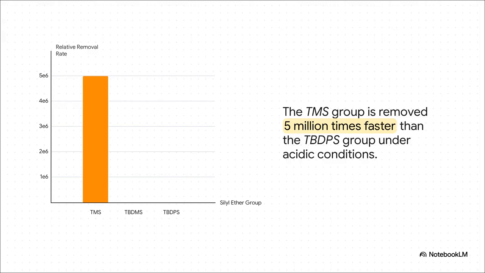Okay, this chart is just fantastic. Just look at that staggering difference. Under the same acidic conditions, the TMS group on the left comes off 5 million times faster than the TBDPS group on the right. 5 million. That gives a chemist unbelievable control. Do you need a piece of tape that comes off with just a gentle tug? Use TMS. Do you need tape that's going to survive a hurricane? You go for TBDPS. It's this tunability that makes these tools so incredibly powerful.